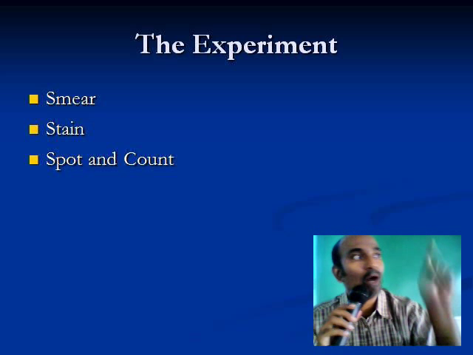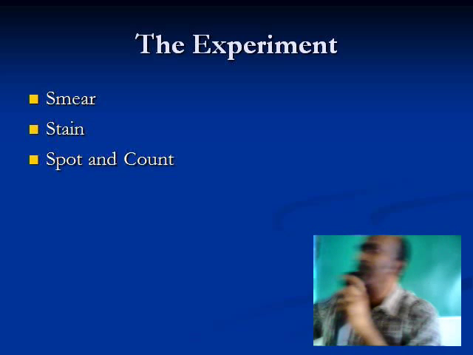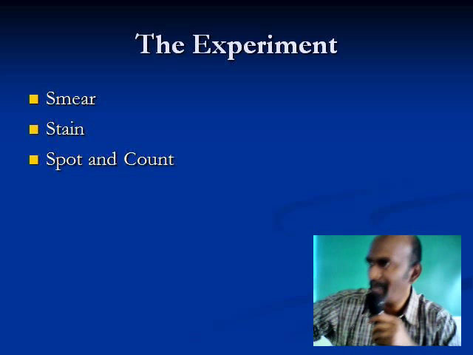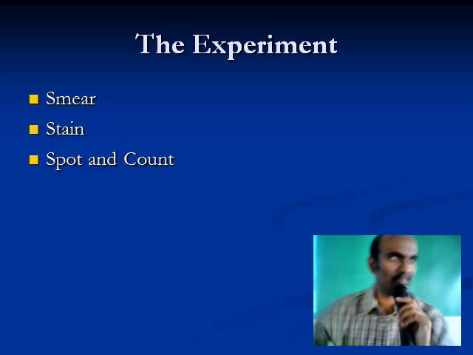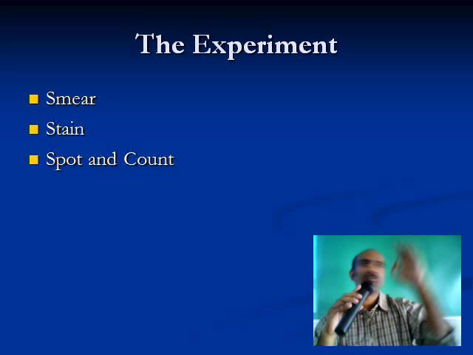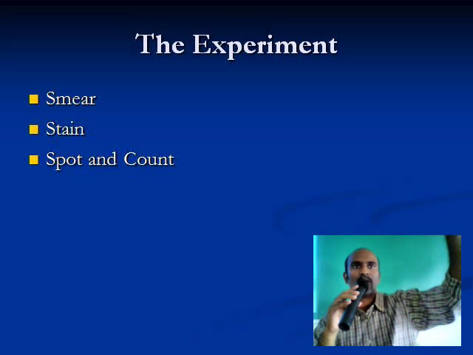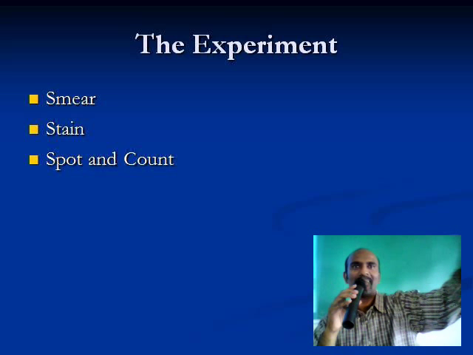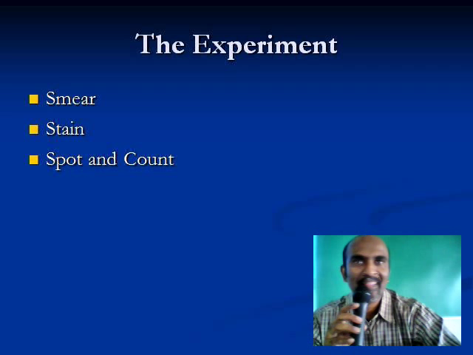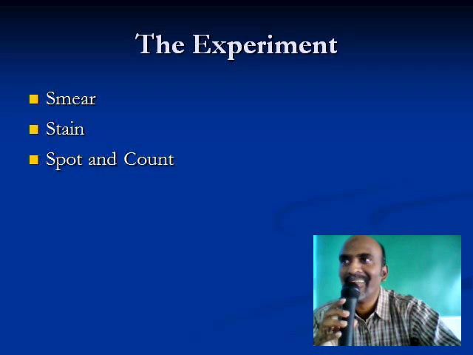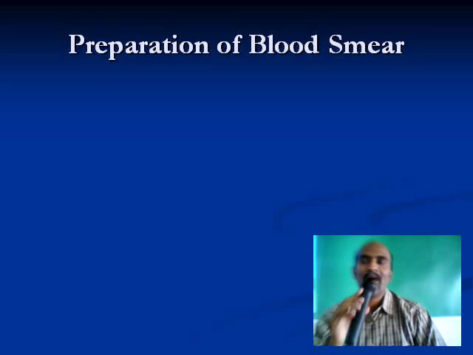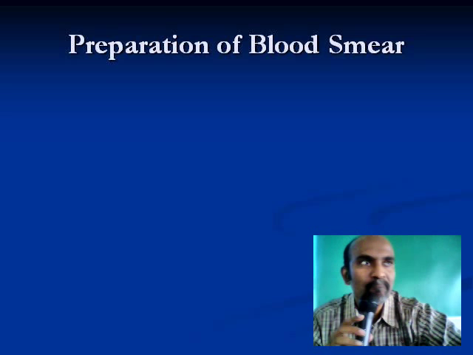And lastly, you must know how to identify the cells. How to differentiate a neutrophil and an eosinophil from a basophil, from a lymphocyte, isn't it? So these are the three aspects that you must know. Okay, first let us look at a video.